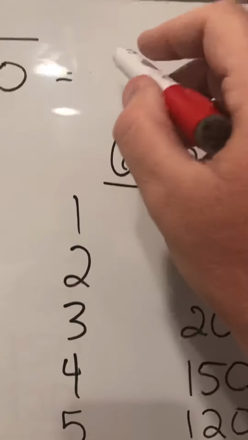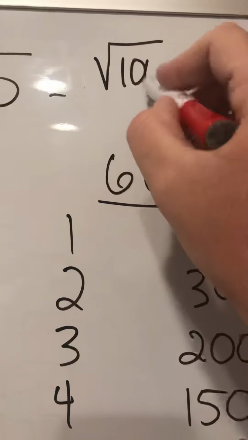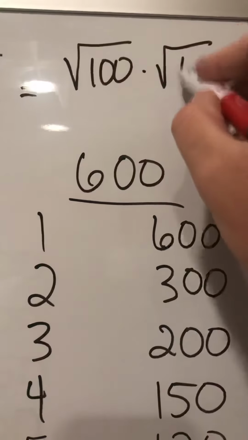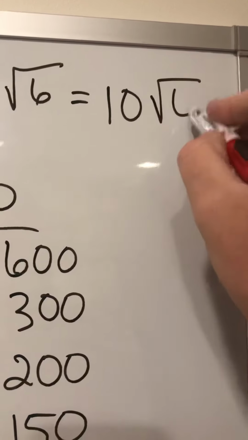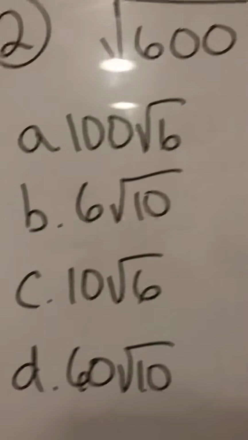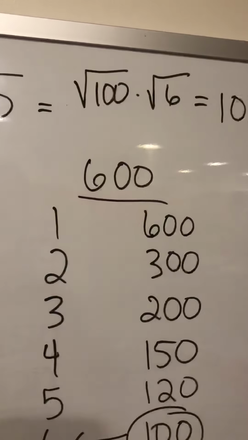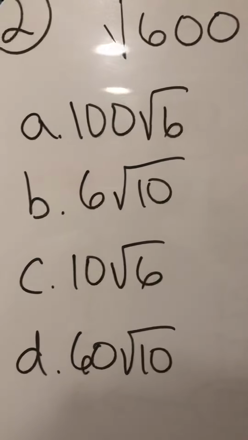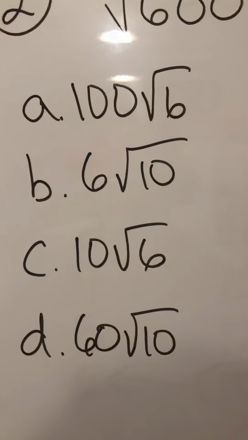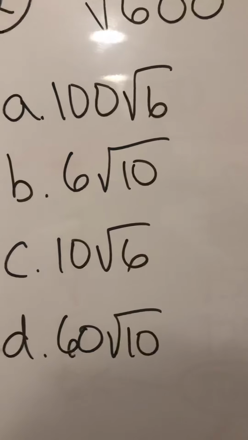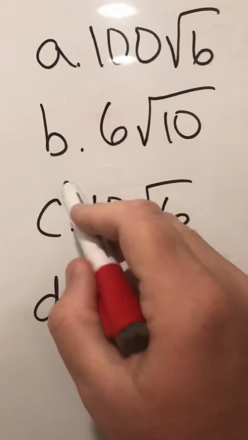So this is going to be the square root of 100 times the square root of 6. The square root of 100 is 10. So that's going to be 10 times the square root of 6. And if I go over to my answers, now notice how they try to trick you. Remember when we did 100 times 6? Look at what they tried to do with A. 100 times the square root of 6. But we're smarter than that. We already figured out the answer. It's C.